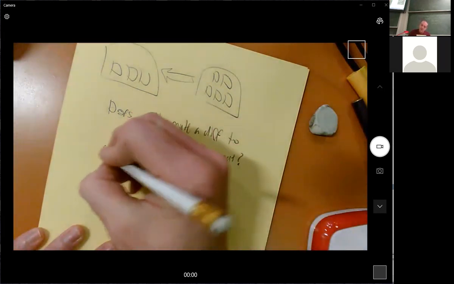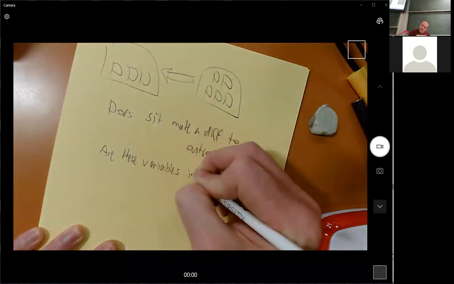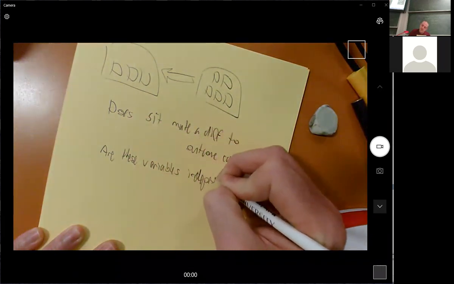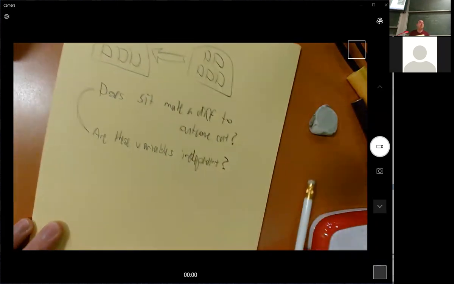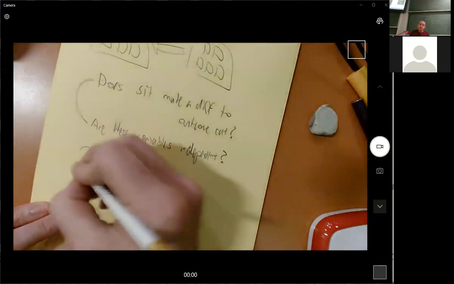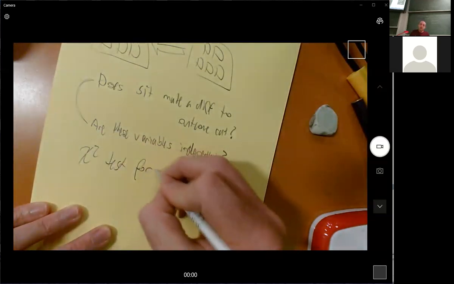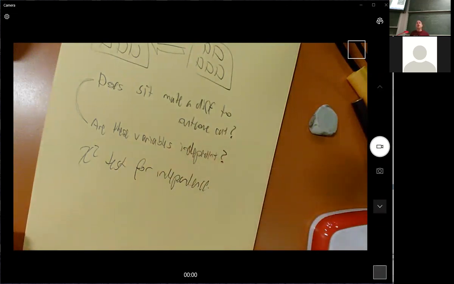You say, are these variables independent? It's the same question. If one of them doesn't make a difference to the other one, then they're independent. And that's what the Chi-Squared test for independence says. And it'll work in the 2x2 situation we had before, where there were 2 situations and 2 outcomes. That'll work. It'll work with 5 situations and 3 outcomes.